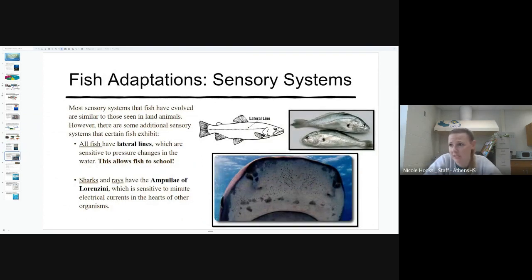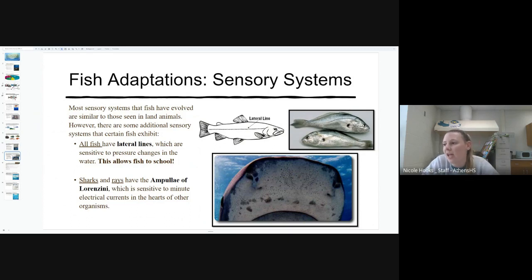The next is adaptations of their sensory system. All fishes, both our cartilaginous fishes and our bony fishes, have lateral lines. Now, our sharks, rays, and skates don't really use a lateral line anymore because they have a special one called ampullae of Lorenzini, and they're not usually schooling fishes. So they're not going to use their lateral lines very much.